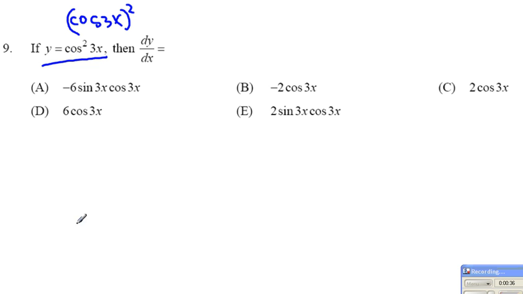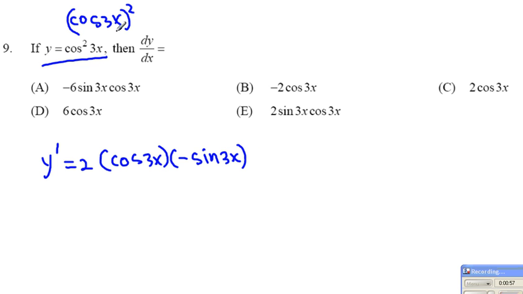Now if it continues, then what's going to be happening is this. By the power rule, we'll realize y prime is equal to 2 cosine of 3x. Now, second layer, by the chain rule, we have to take the derivative of cosine, which will be negative sine of 3x. And here comes the third layer, derivative of 3x becomes simply 3. Now, when you combine them together, we'll end up getting negative 6 cosine of 3x times sine of 3x. That becomes our answer, which is choice A.